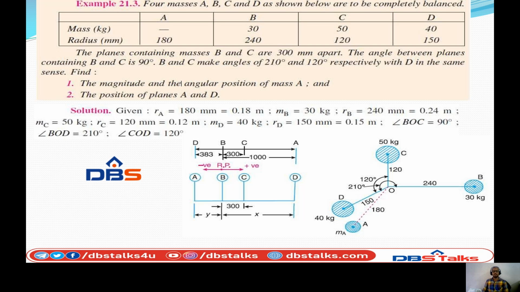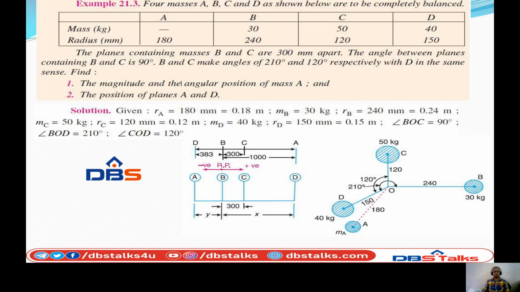MB, MC, MD, RB, RC, RD. That has been given. Then what is the angle given between B and C? B to C is 90. B to D, I think so. It may be okay. B and C make an angle of 210 with the D. So B is making angle 210 with the D, and C is making angle 120 with the D.